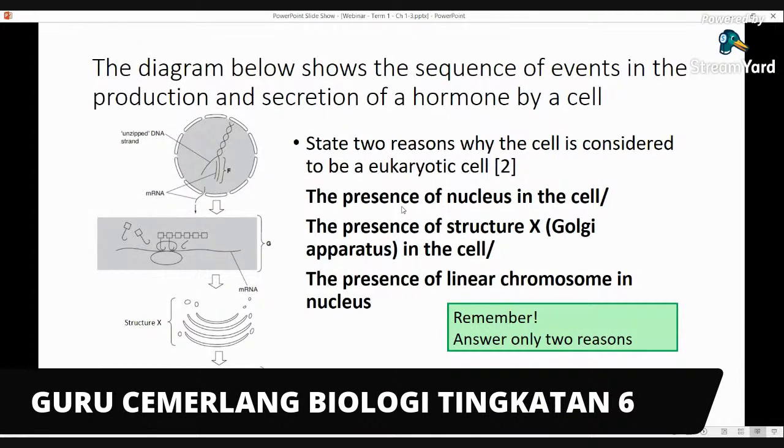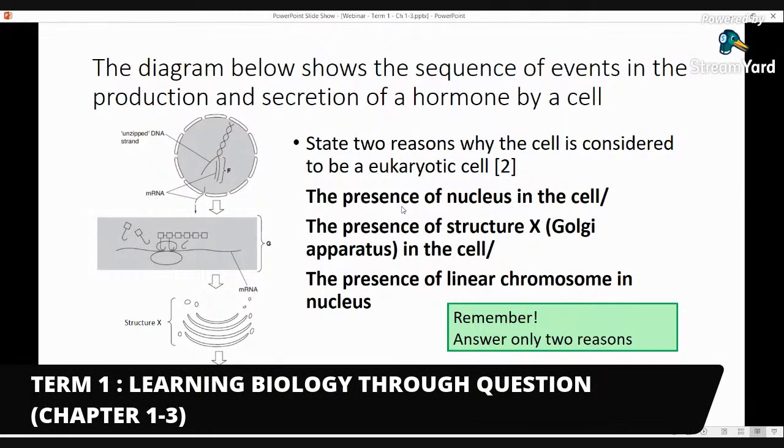You can see this diagram. It shows the sequence of events in the production and secretion of hormones by a cell. Here, students must understand the hormones here are polypeptides, so they are peptide hormones. The process starts from the nucleus and then goes to the end.